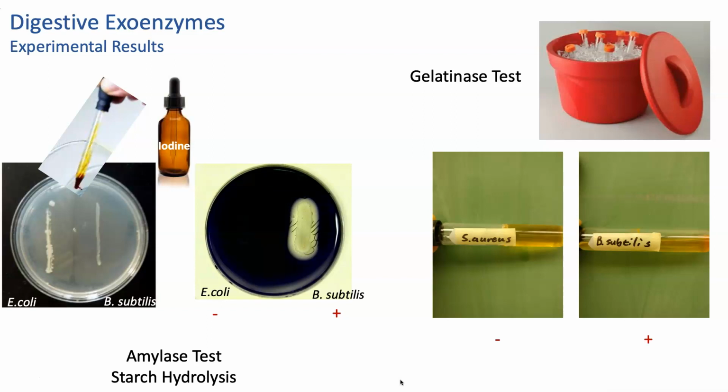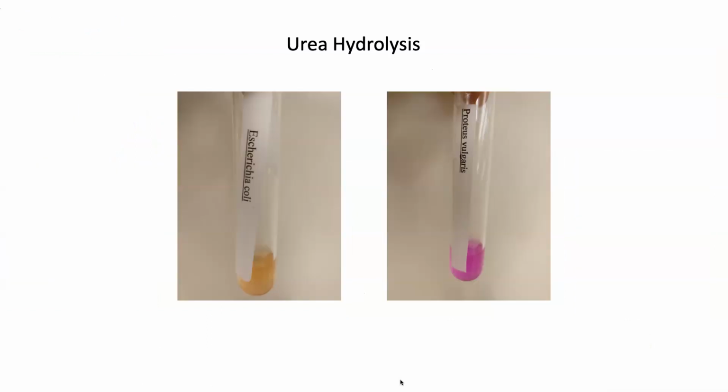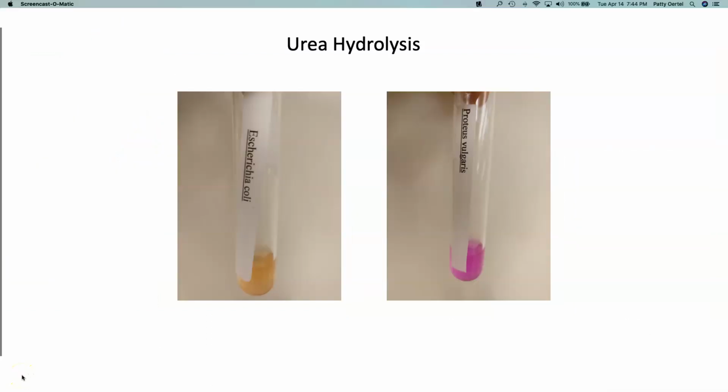The final experiment that we're going to talk about today is urea hydrolysis. We started off by inoculating a urea broth with E. coli and Proteus vulgaris. After 48 hours of incubation at 37 degrees, we see our experimental results. Remember that in the urea hydrolysis test, the urea broth has a pH indicator called, what was it called again? Phenol red. Under acidic conditions, what does phenol red look like? Yellow. Under alkaline conditions, what does our phenol red look like?